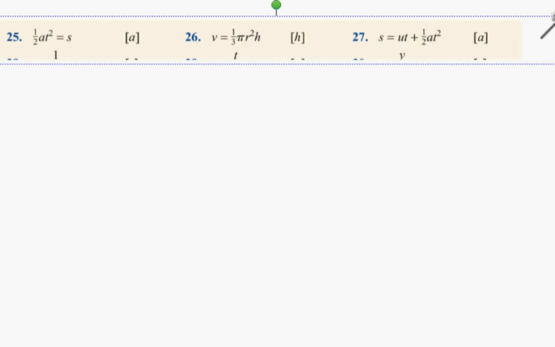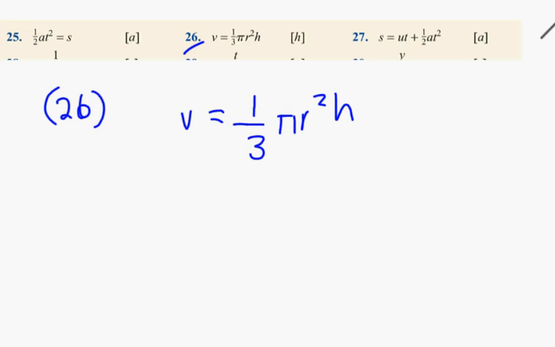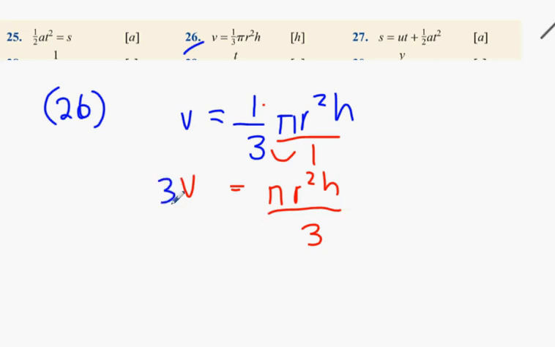Obviously 26, is it? Yeah, 26. Now, you think it's this amazingly hard question, but it really isn't. What do we say again? Top by top, bottom by bottom. 1 times pi r squared h all over 3. What letter do we want on its own? H. Get a common denominator first. Everybody alright with that? Then what happens?